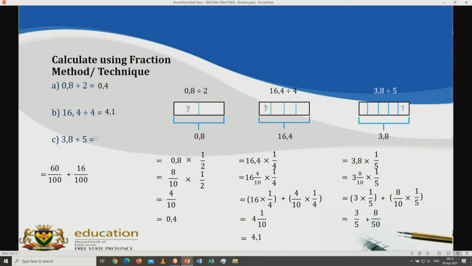Then we can now add swiftly, because we are dealing with the hundredths. 60 hundredths plus 16 hundredths gives us how much? It will give us 76 hundredths. That is easier now to convert to a decimal fraction, because it is easily reflected in the place value chart. So we are going to have 0,76. That is the technique of the common fraction. Let us carry on.